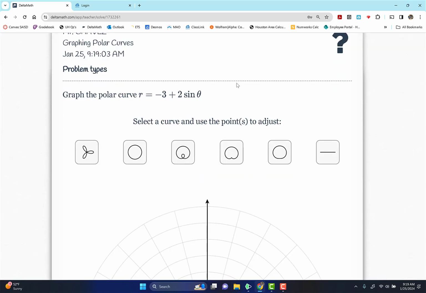Okay. Look at this one. The midline's -3. We okay so far? The amplitude is 2 for sine. So think about it. -3. I go up 2 and I go down 2. Will I ever touch the x-axis? No, you never will. So you're not going to have a loop, and you're not going to have a little heart, a little pointy thingy. It's going to look almost like a circle, like that, kind of flat.